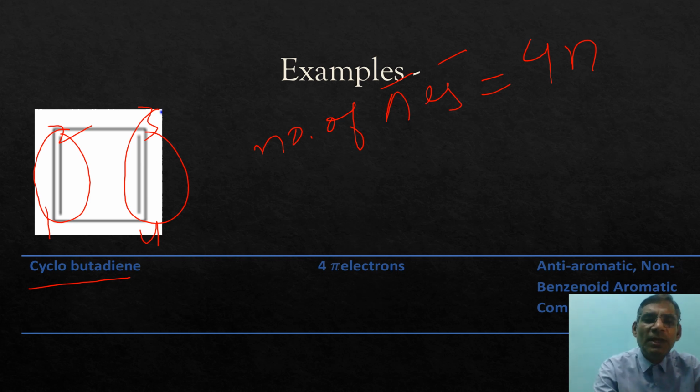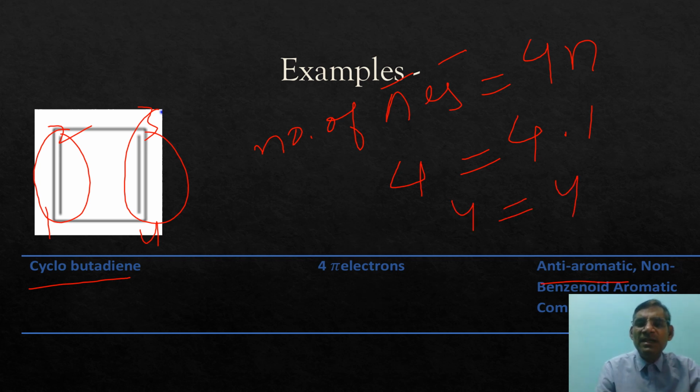4n will be followed. How many pi electrons are there? 4. And since pi electrons are 4, the n value will be 1. So 4 into 1 will be 4. So 4 is equal to 4. That is, it is anti-aromatic. It is a non-benzenoid compound. And this is anti-aromatic as it is said.